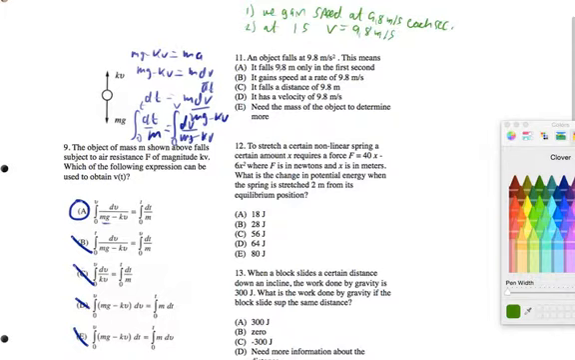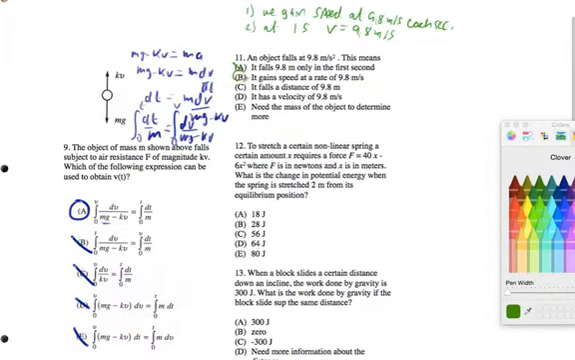So let's see. An object falls at 9.8 meters per second. This means it falls 9.8 meters only in the first second. False. Its speed may be 9.8 meters per second at 1 second, but it needs to accelerate up to that. So it's actually going to fall less than that. It actually falls 4.9 meters. And I want to challenge you to see if you can figure that out in your head, though you could write it down.